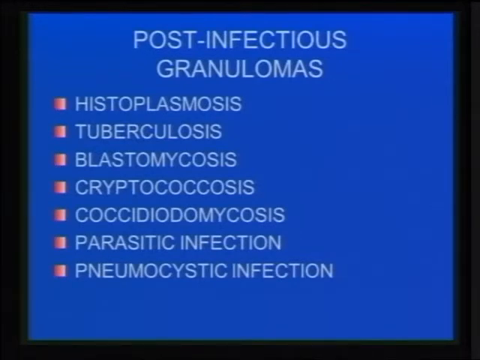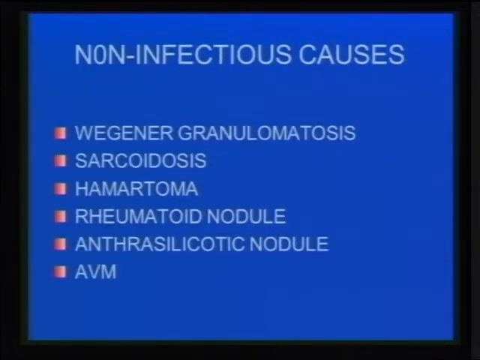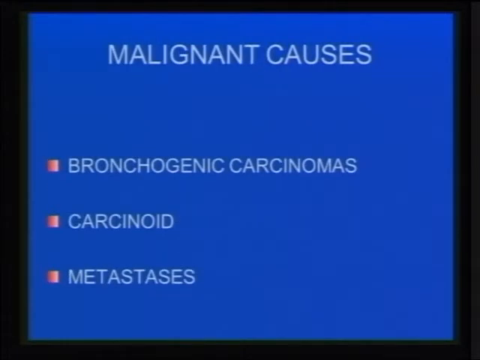And a granuloma is easy to recognize when it's stable, and when there's calcification. But beyond that, it's hard to determine that it is a granuloma of a benign nature. There are some non-infectious causes: Wegener's, sarcoidosis, hamartomas, which is a benign neoplasm, rheumatoid pulmonary nodule, silicosis, AVM, and so on. So the list is long. But again, we have to make sure that we're not dealing with a malignant cause. The malignant cause is bronchogenic carcinoma, and that's going to be your number one cause of malignant disease. But you have some other malignant causes of pulmonary nodule.